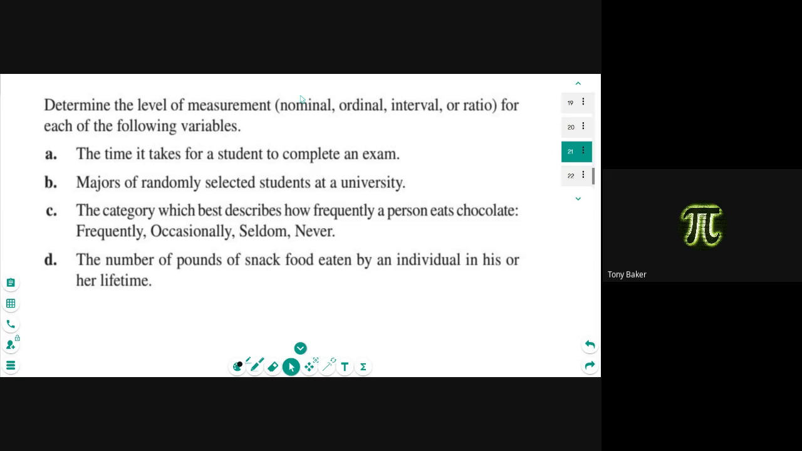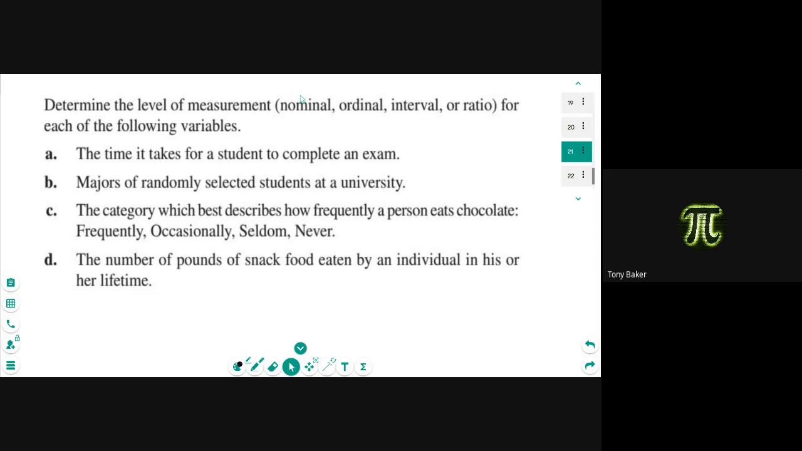Okay. Can I say somebody took twice as long as you to complete the exam? Yes? Then it's ratio. Because if I could do that, then I can divide them. And if I can divide them, it's ratio. So don't get stuck up on the meaningful zero one there, because that's really hard to understand. Think about it as, does twice as much of this mean something? Okay, it's an easier way to figure it out.